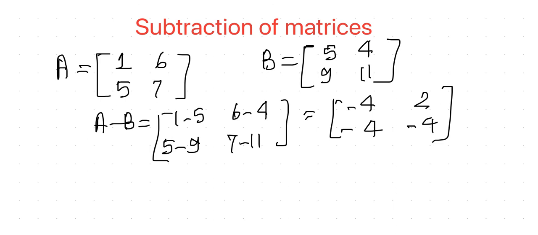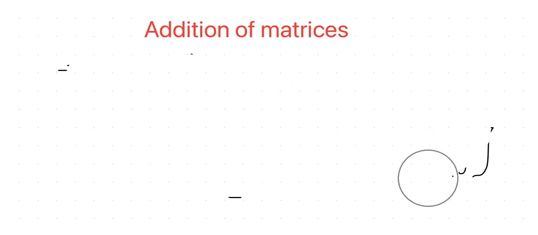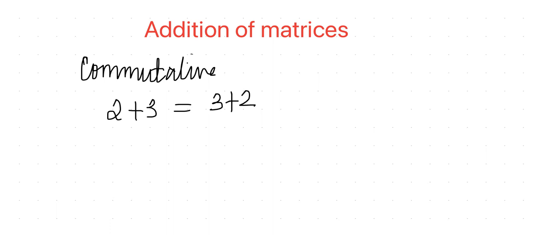And now, children, there are certain properties that are followed in the addition of matrices that I'll be telling you again. So suppose this is addition of matrices. You already know that addition of numbers follows certain properties, children. Those properties are, first of all, if you remember, the commutative property. Commutative property means, suppose I have 2 plus 3, this is equal to 3 plus 2. This is the commutative property. So is this applicable for matrices as well? The answer is yes. For addition of matrices, A plus B will be equal to B plus A.